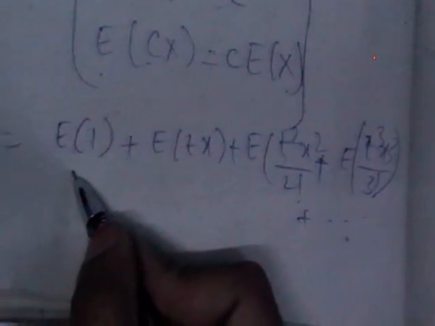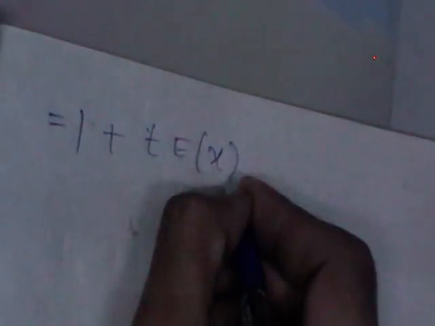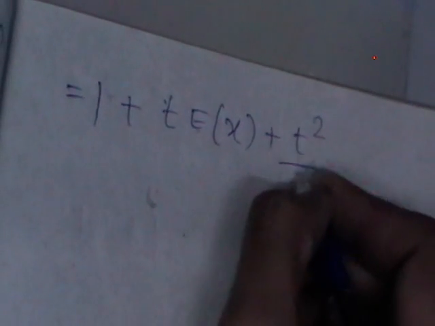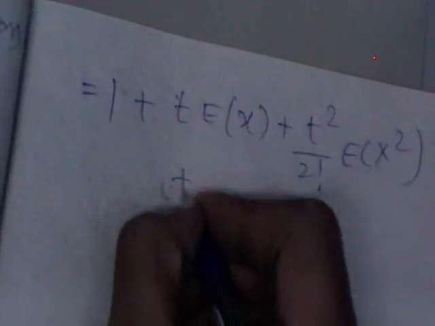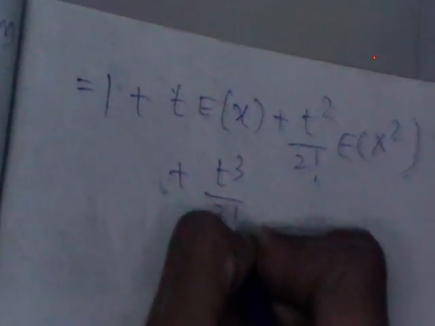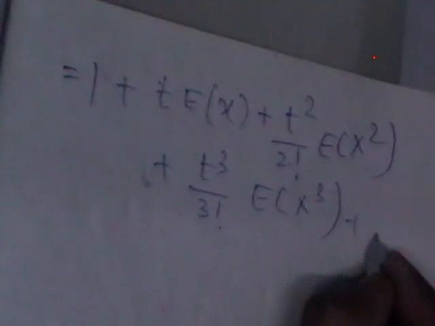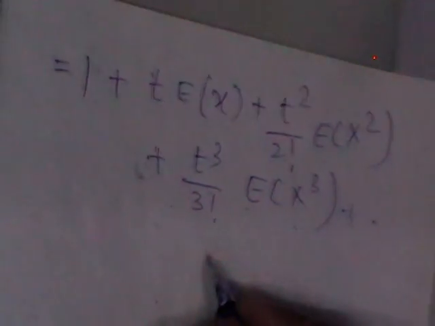So what is E of 1? We know that the expectation of a constant is the constant, so E of 1 will be 1. E of tx means, as x is the variable, we can write t into E of x. Similarly, as t is constant in all and x is the variable, t and the numbers will be taken out of all those terms. You will get the expectation of x square into t square by 2 factorial, E of x cube into t cube by 3 factorial, and so on.